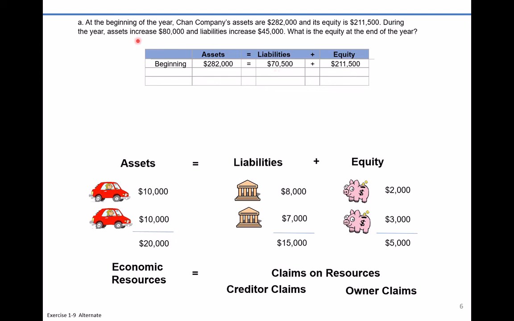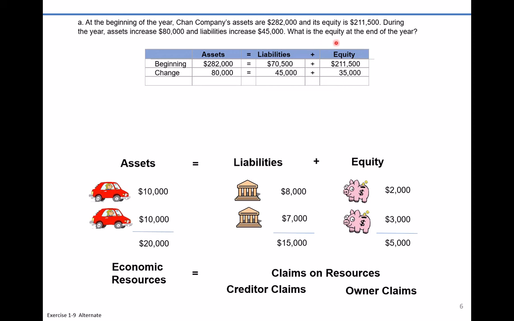Now during the year, Chan's assets increased by $80,000, and liabilities increased by $45,000. Well, that must mean that equity also increased throughout the year. How much did equity increase by? Well, just take $80,000 minus $45,000, and equity must have increased by $35,000.